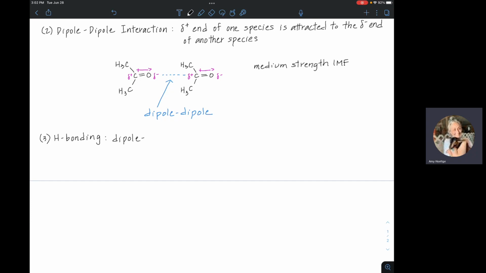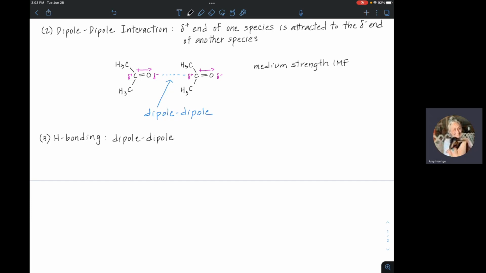But this is basically going to be a dipole-dipole interaction between two molecules where you have a more electronegative atom that has a hydrogen directly bonded to it. So there's going to be a partial negative charge on a more electronegative element like oxygen or nitrogen, which is usually what we focus on in organic. And that oxygen or that nitrogen is going to be directly bonded to a hydrogen. And that hydrogen will have a partial positive charge.